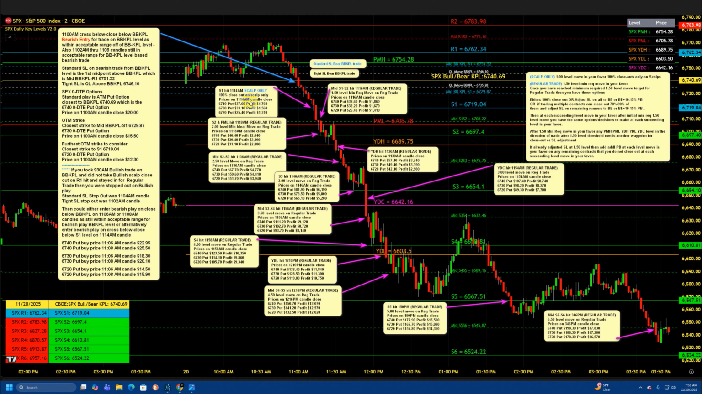In those types of sessions, you're going to see more of the 3-level and above moves as being the norm in higher volatility. And then in extreme volatility, you're going to see more of the 5 to 6 level or above 6 level moves. And with this particular V2.0 indicator, this indicator will actually go up to 10 levels below and 10 levels above the BBKPL.